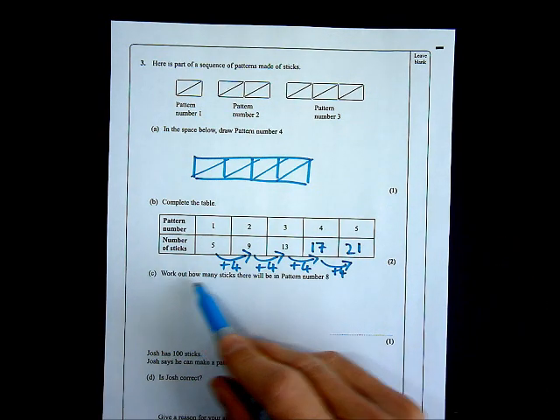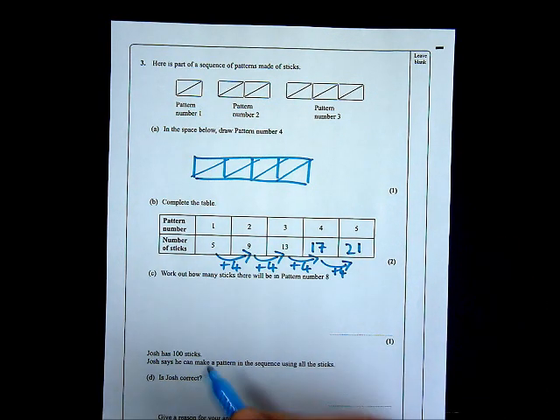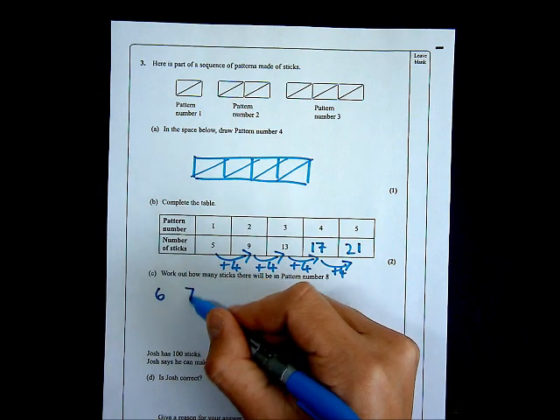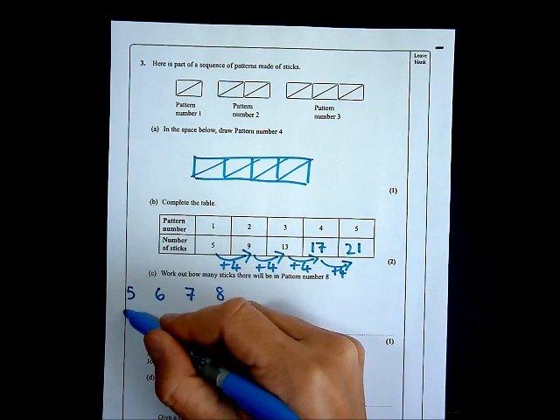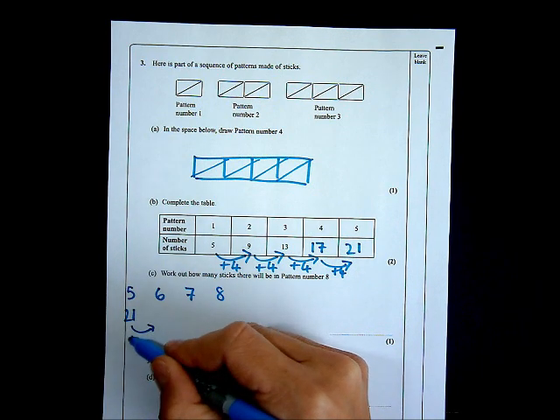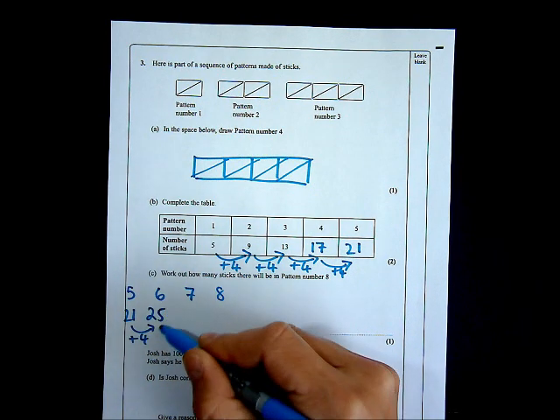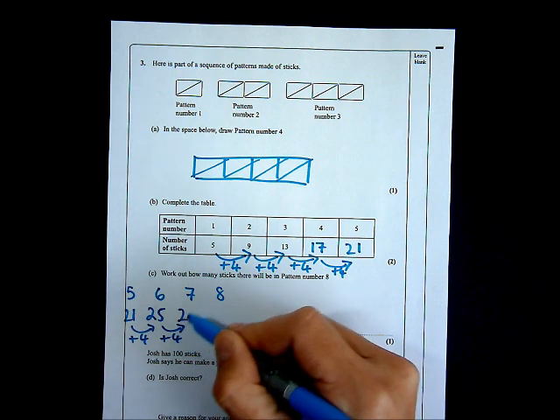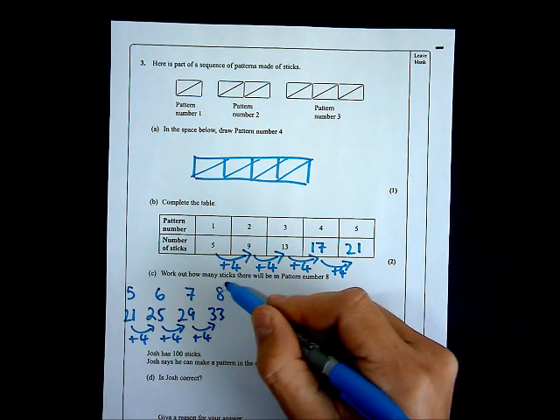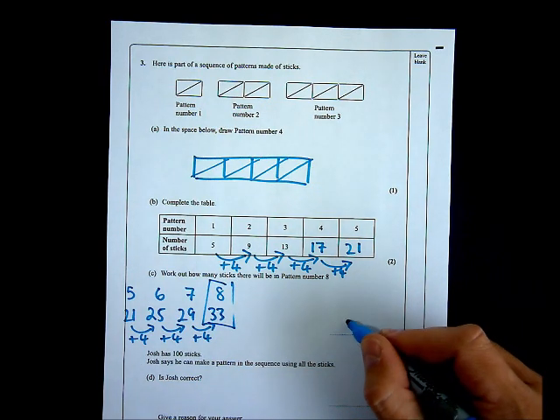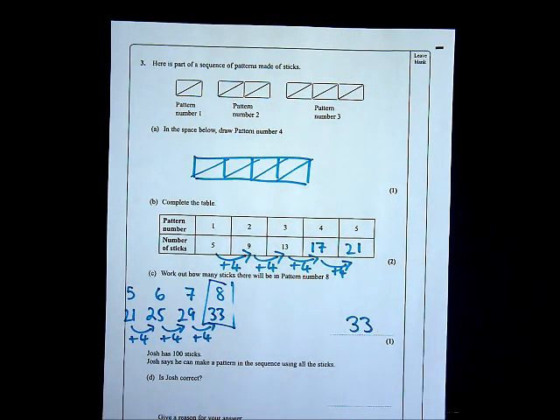I'm then asked to work out how many sticks there would be in pattern number 8. So I'm just going to continue this sequence in the space provided. So pattern 5 was 21, so if I add 4 onto that, I'm going to get 25. And I'm going to continue in this fashion until I get to the 8th pattern, and therefore 33 sticks.